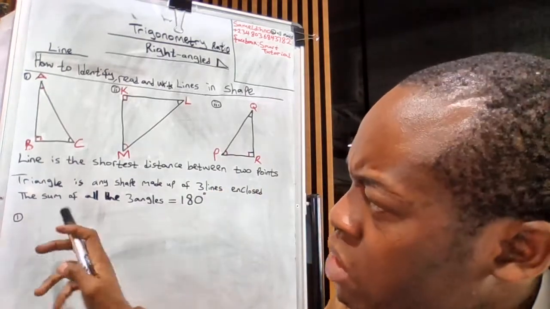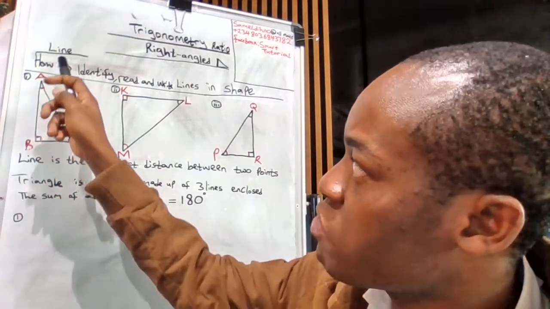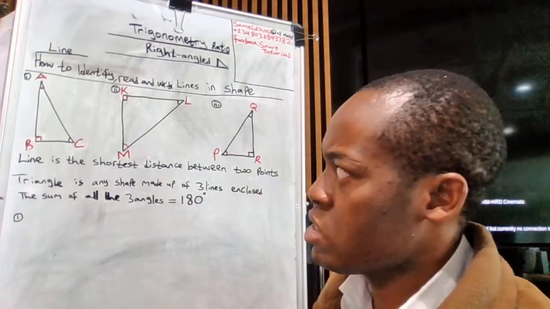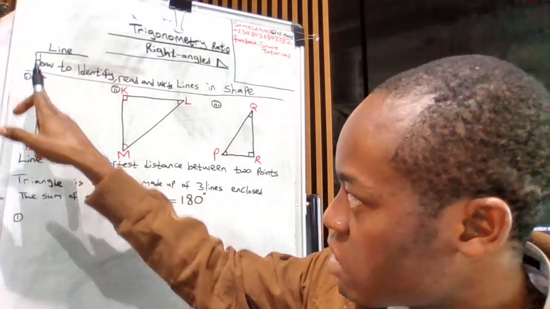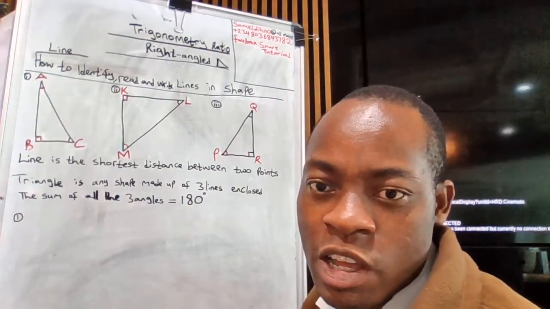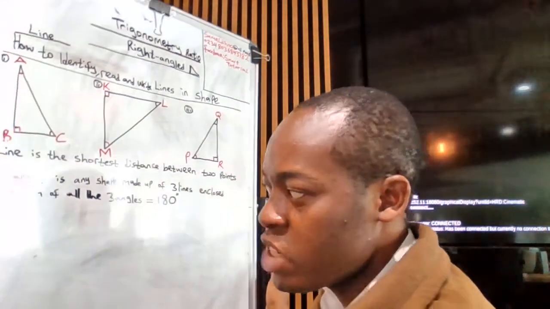So now let's start with what we actually want to do, the identification of lines. How do you identify the lines? You can say this is line, this is another line, this is another line. But how do you write it down? You must be able to identify, read and write.